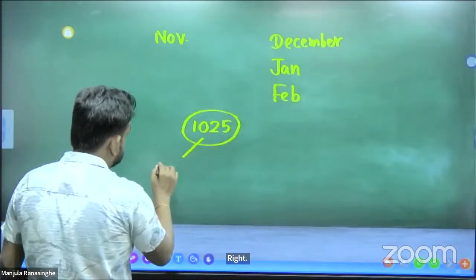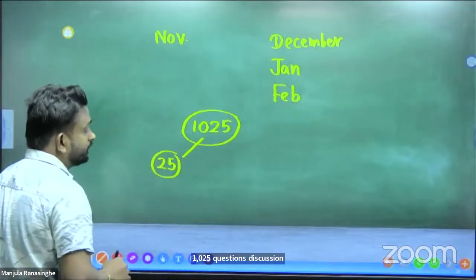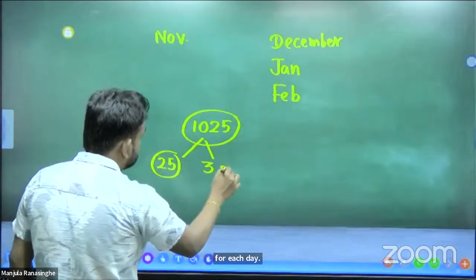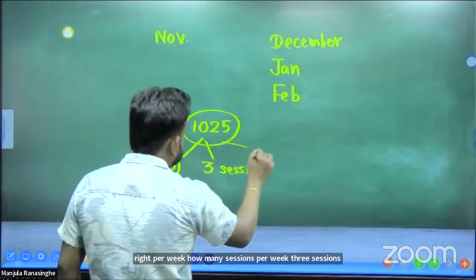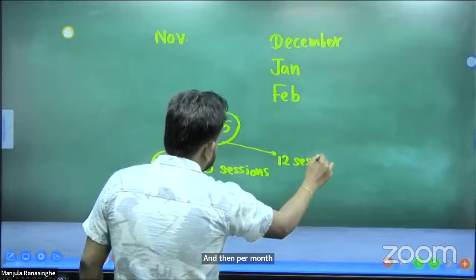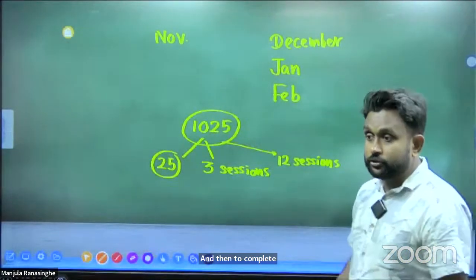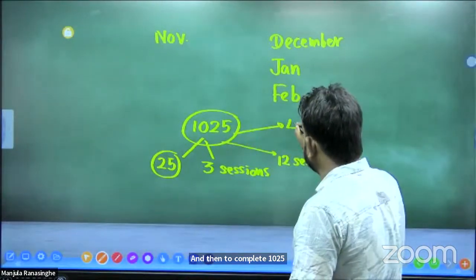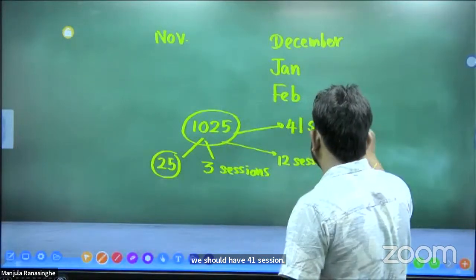1025 questions discussion, 25 questions per day, right? Per week, how many sessions? Per week, 3 sessions. And then per month, we have 12 sessions. And then to complete 1025, we should have 41 sessions. 41 sessions totally.